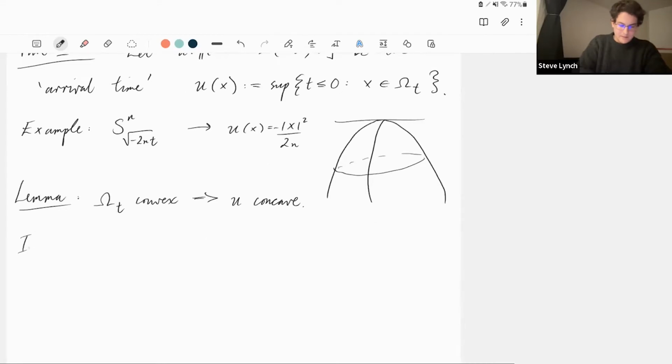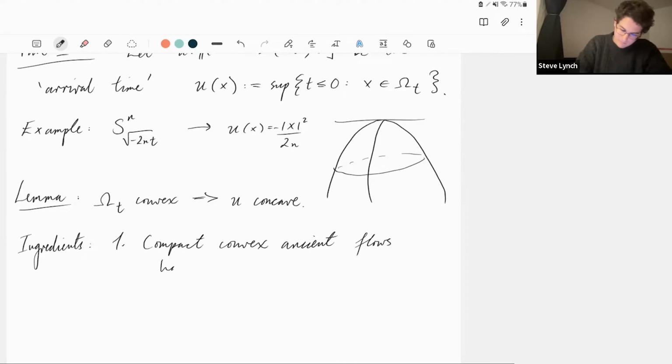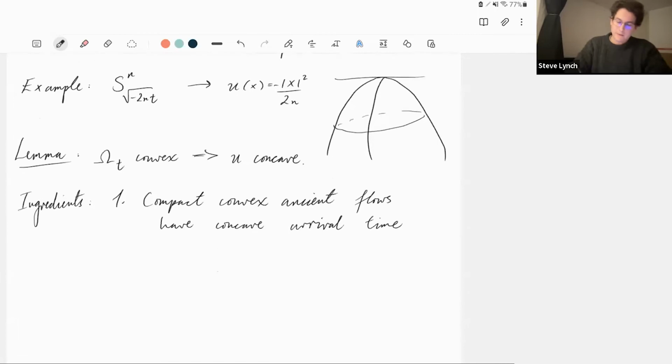And the ingredients that you need to prove this are, one, a result of Shuja Wang, which says that if you're a compact convex ancient solution, then you have concave arrival time. This is proven by a maximum principle argument. So this is ingredient 1.